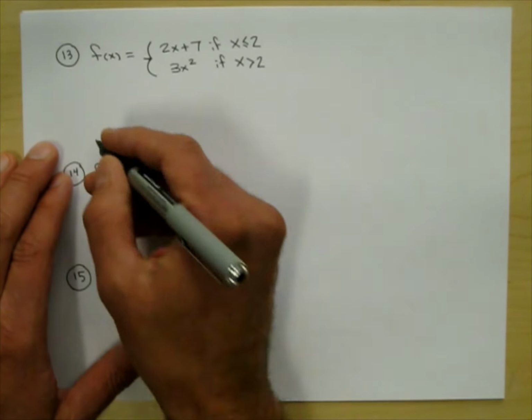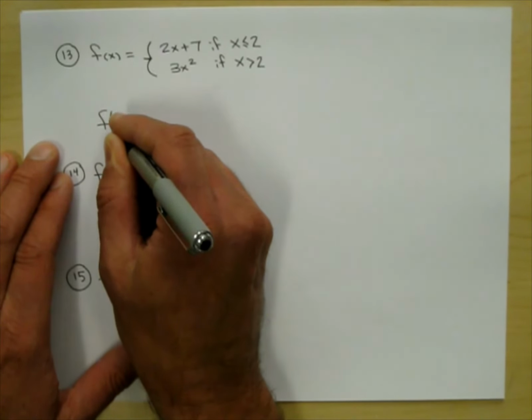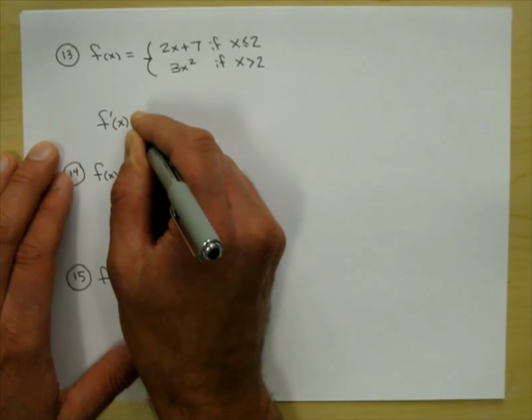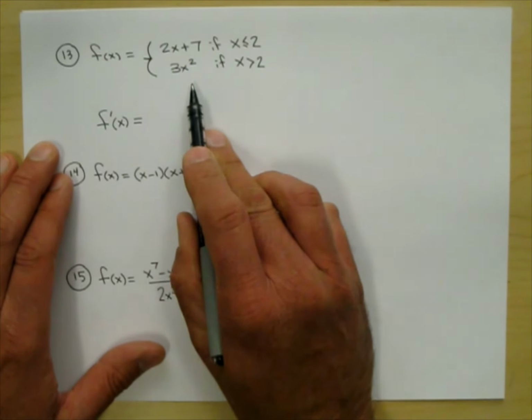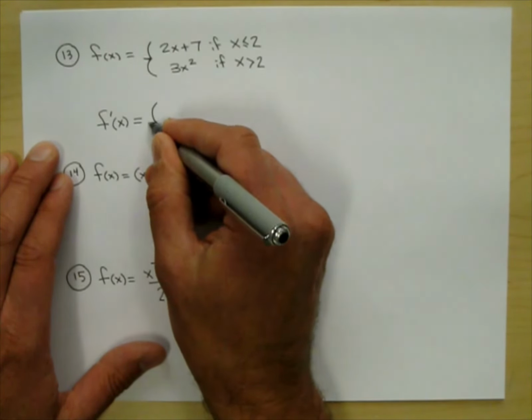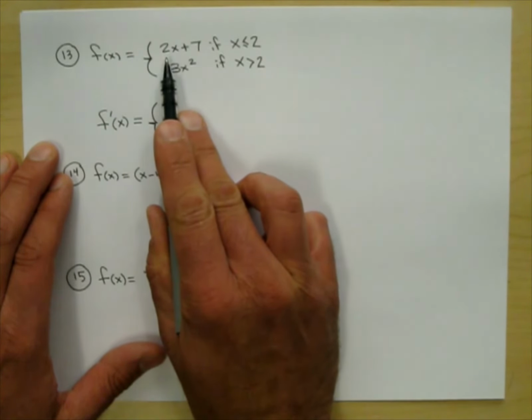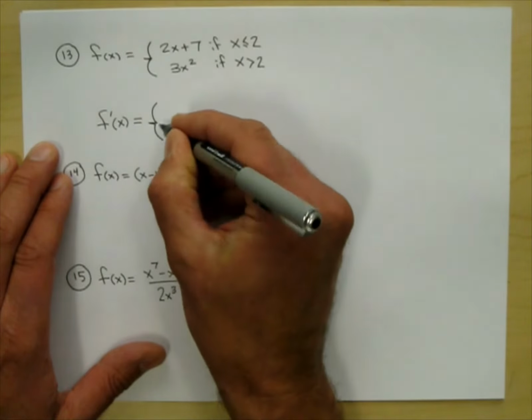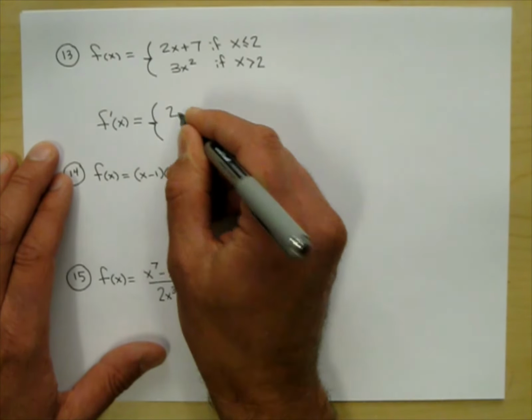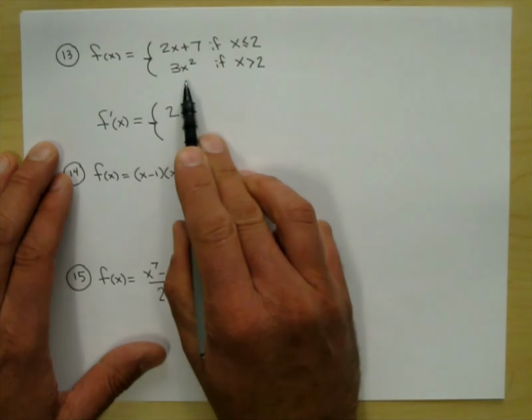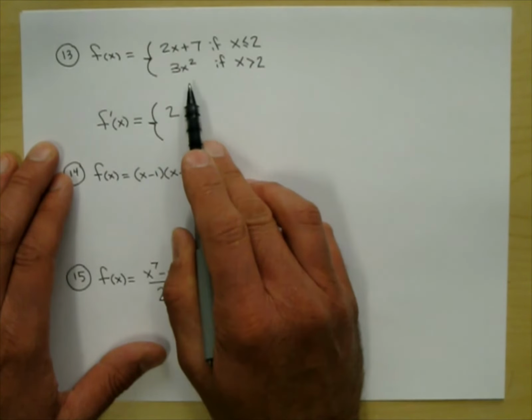Let's take the derivative, and what you're going to do is what some of you might guess that you would do. The derivative of this piecewise defined function is a piecewise defined function, and you just take the derivative of each piece. So the derivative of 2x minus 7 is 2 plus 0. Okay. And the derivative of the bottom, 3x squared, is going to be 6x.